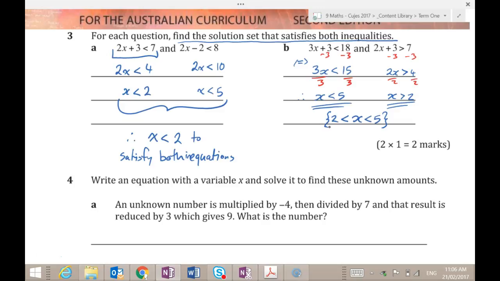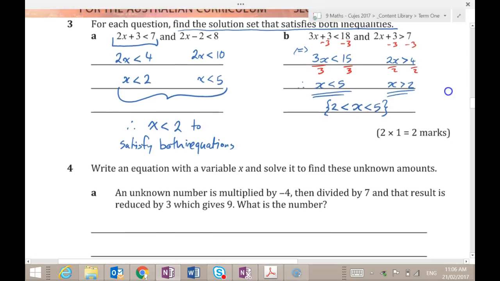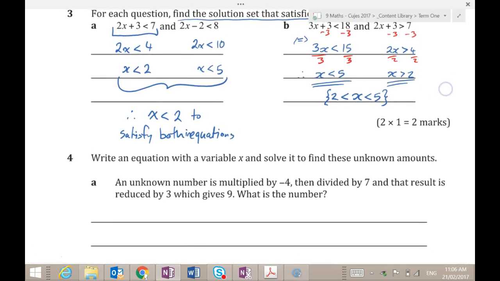Again, the little rearranging of each equation, I expect you to have to do that in your test. The actual finding a solution set that satisfies both, probably not, but it's actually not that hard, is it? You just figure out which ones work for both of them, that's your answer.